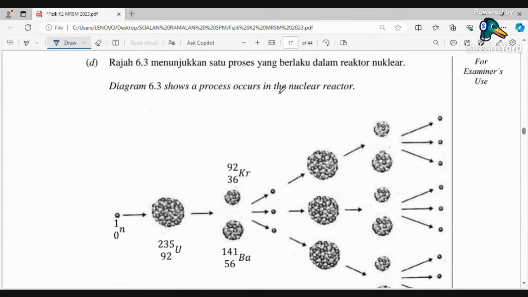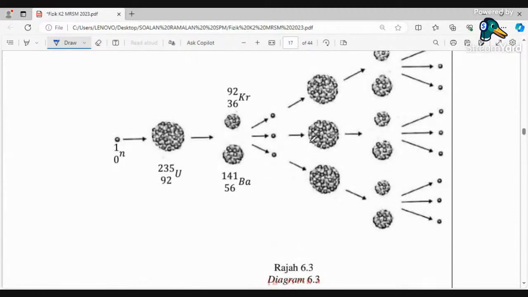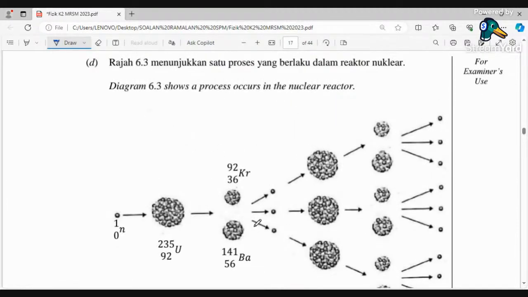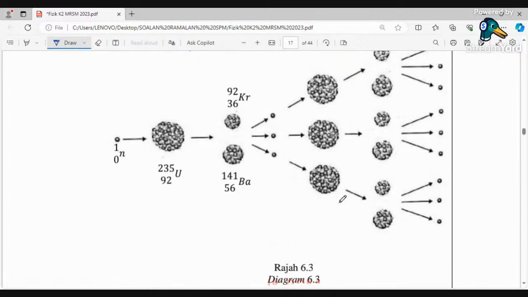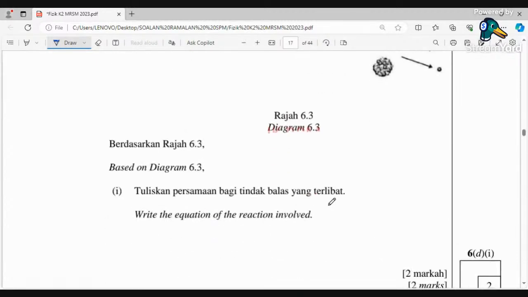Okay, the part on the nuclear reactor. So what process is this? You can see it splits. So this is fission. Okay, you can see uranium bombarded by one neutron, splits into two, krypton and barium. Continuous process. Write equation of the reaction involved.